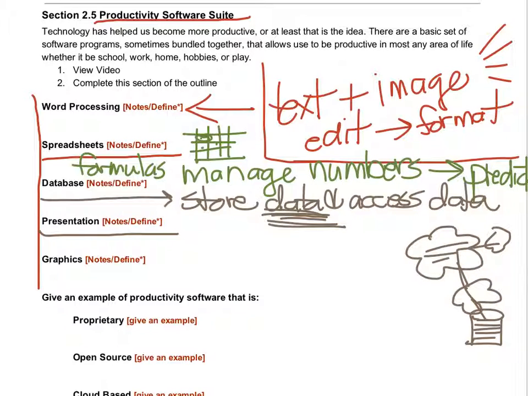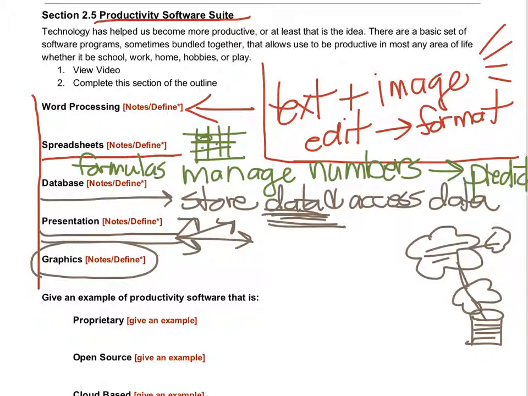Presentation software is where we take data from a database, text from word processing, images, graphs, and so forth, and we put it in a form in which we can present it to a group, or send it somewhere, or present it through the internet and so forth.